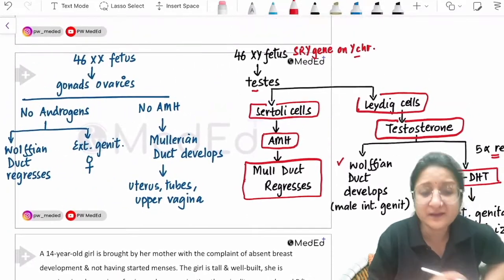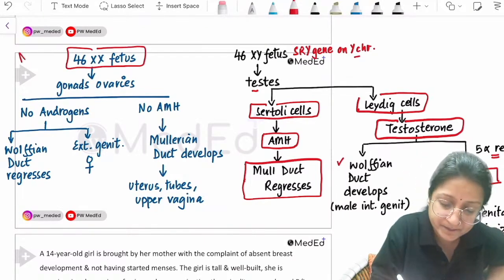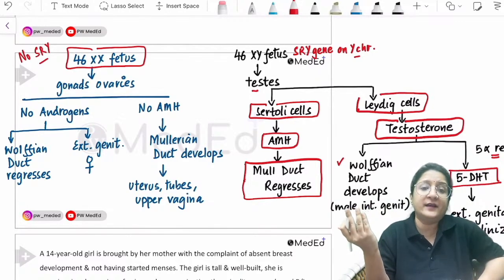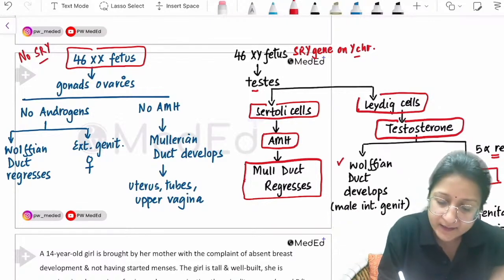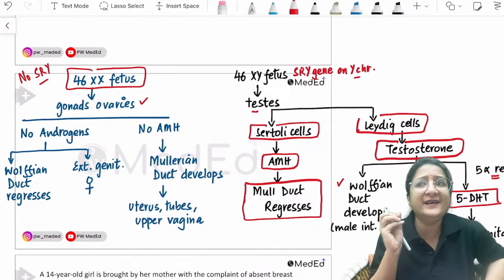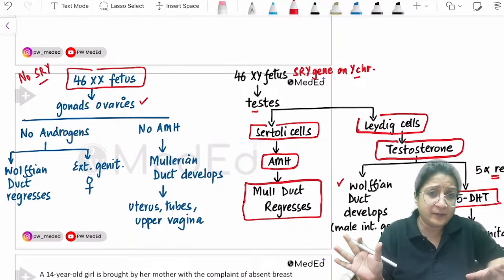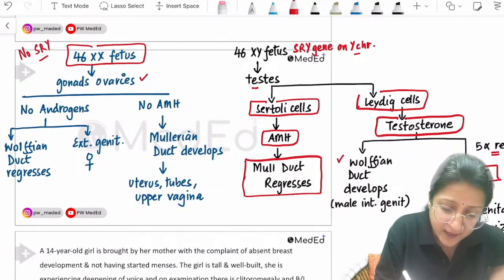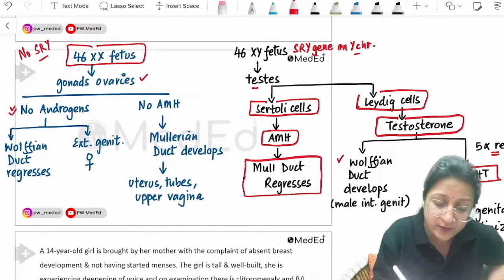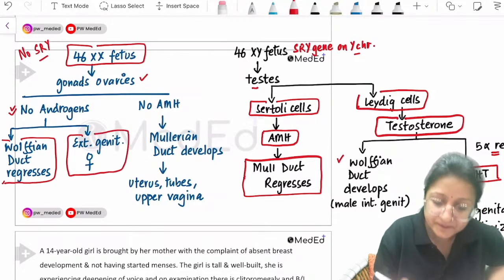Now, what happens in a genetically female fetus? There is no SRY. Instead, other genes which are required for development of ovaries are upregulated. The gonads develop into ovaries. These ovaries synthesize, if at all, very little estrogen, which has nothing to do with further development of sex. The primary important thing is no androgens. Because there are no androgens, the Wolffian duct regresses and the external genitalia remains female.